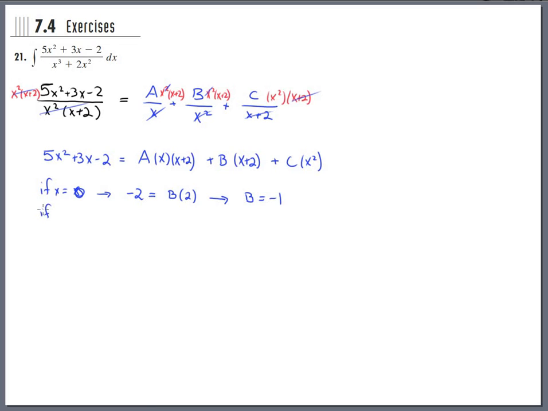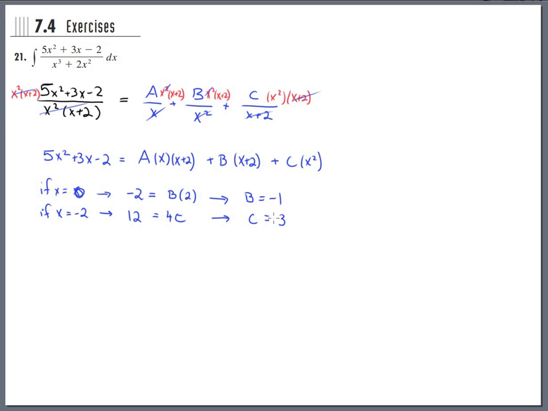And we've got one more that isn't too bad. We can say if x is negative 2, then we get 20 minus 8, so that's 12 equals, and negative 2 makes that term drop out and that term drop out, and we get 4 times C. So that implies that C equals 3.